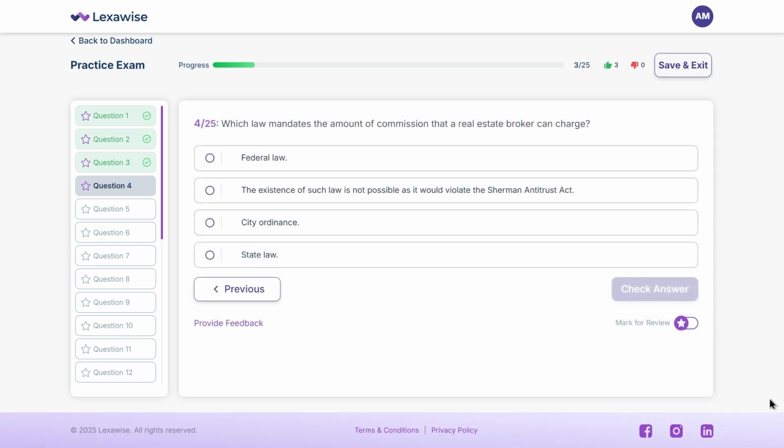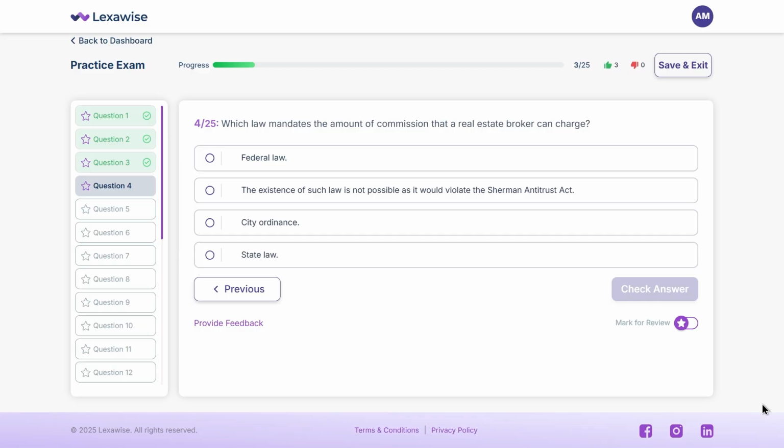Which law mandates the amount of commission that a real estate broker can charge? A. Federal law. B. The existence of such a law is not possible as it would violate the Sherman Antitrust Act. C. City ordinance. D. State law. Think it through.